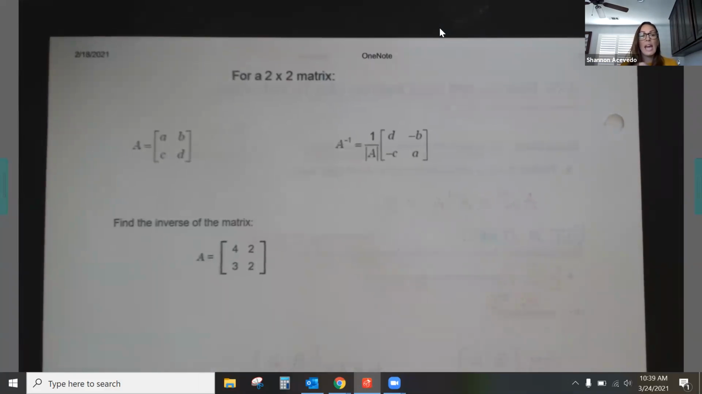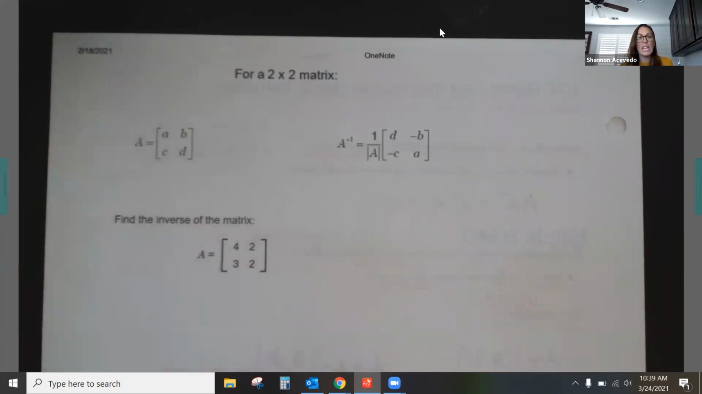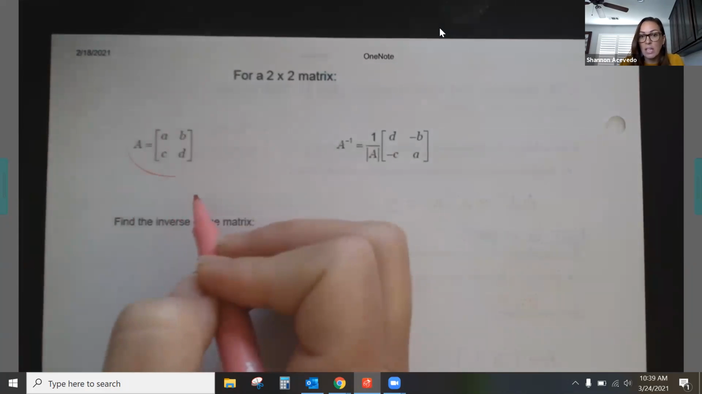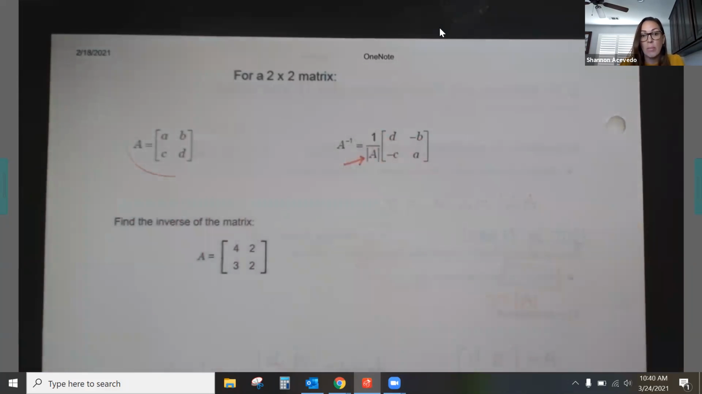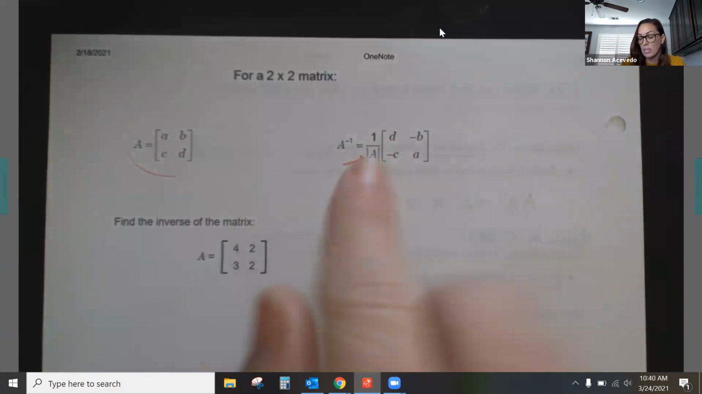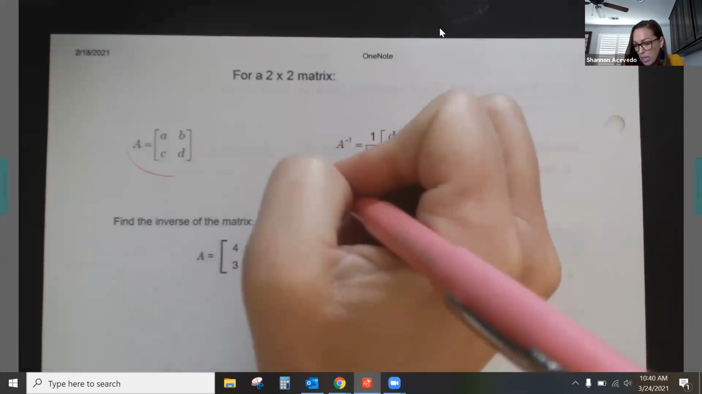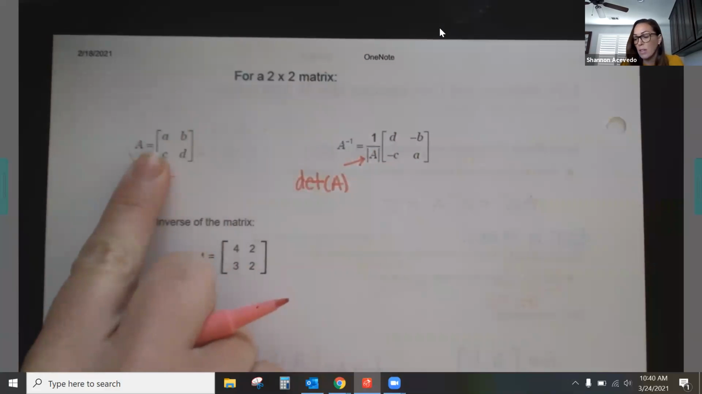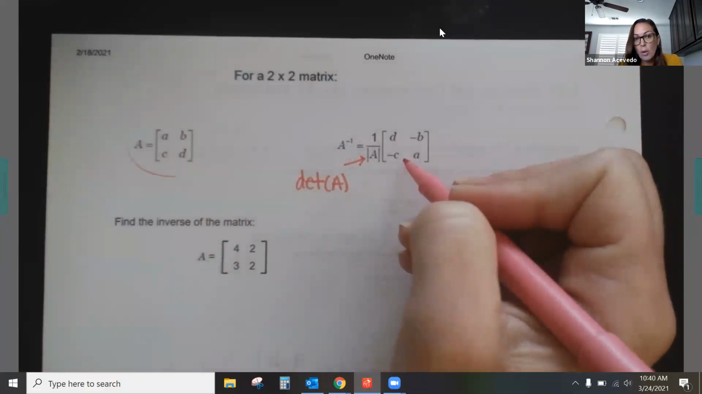So what if I have a 2 by 2 matrix? So here's my matrix, and I want the inverse of it. To figure out the inverse of this matrix, it's 1 over that notation. Remember, it's the straight lines of matrix A. So it's the determinant of my matrix A. So it's 1 over the determinant of this value here. And then my C and B are in the same spots.